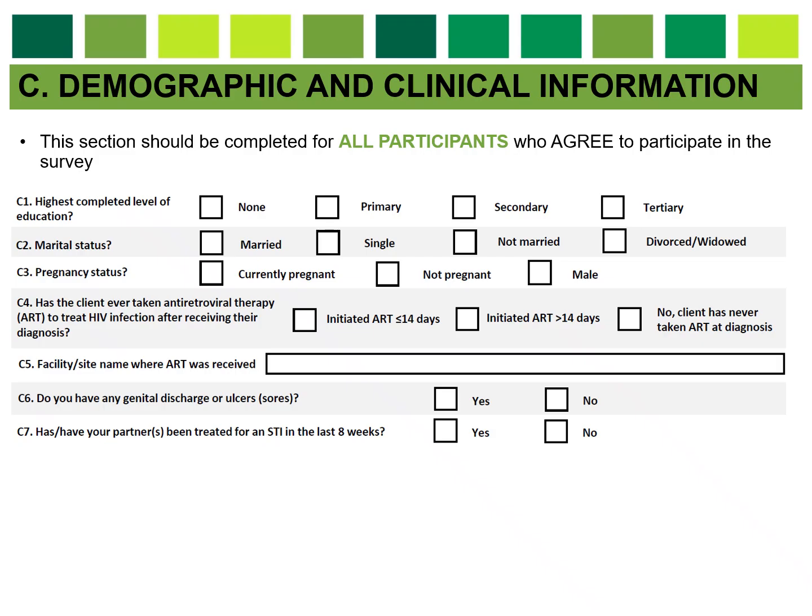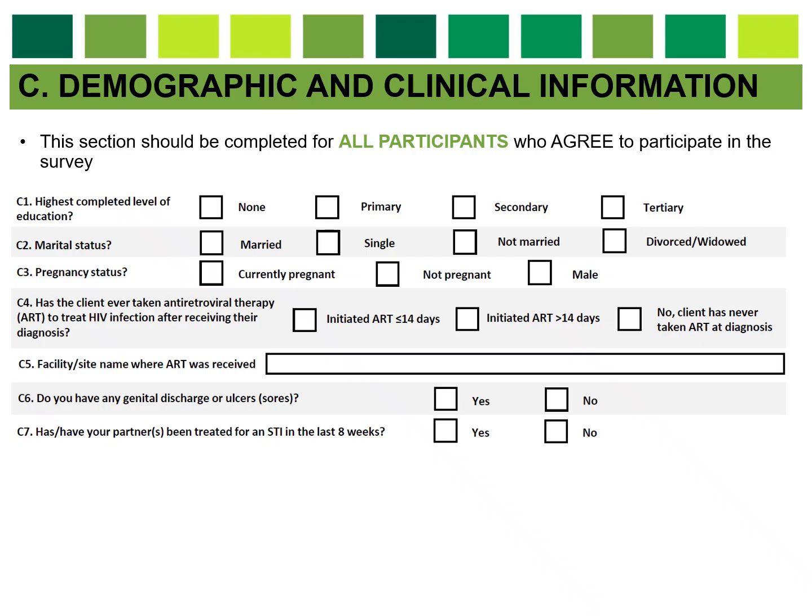Section C4 asks about whether the client has initiated ART already. So it's important to note, have they initiated in the last 14 days, or initiated more than 14 days ago? And remember, this is important for us to know, because if they initiated in the last 14 days, they will still be included in the recency arm. However, if they initiated more than 14 days ago, they are then classified as a repeat tester.